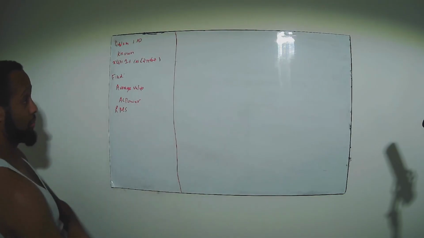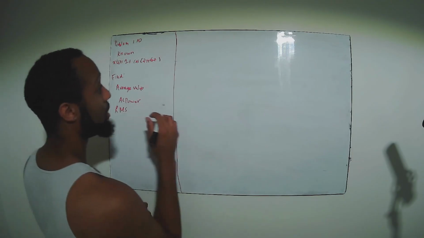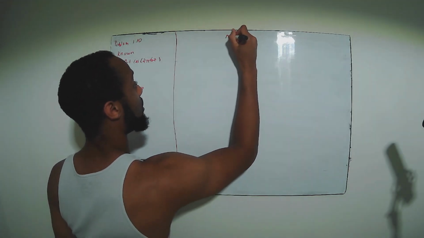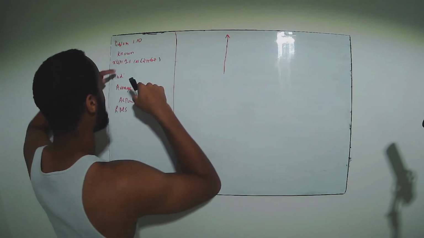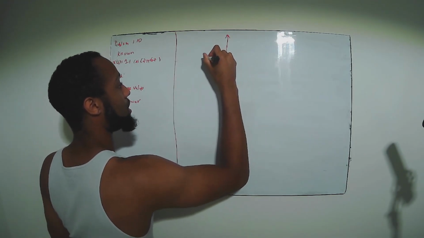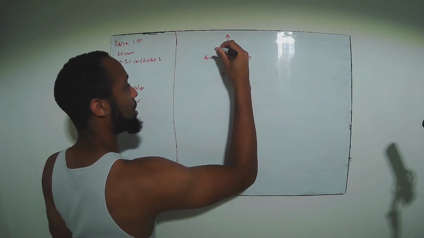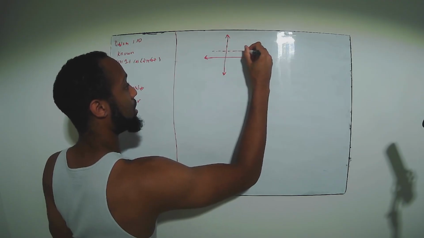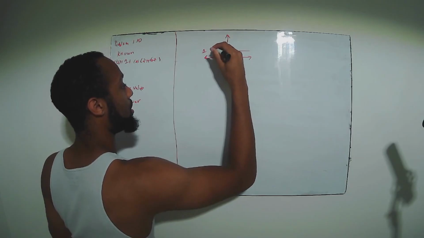Alright, so first let's start with the average value. So we have a cosine, right? A cosine with a DC offset. This plus 1 adds a DC offset. So we have a sinusoid, it's AC, and we have a DC offset. So it's centered here on 1.